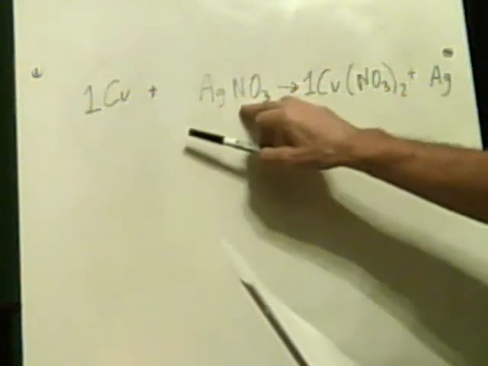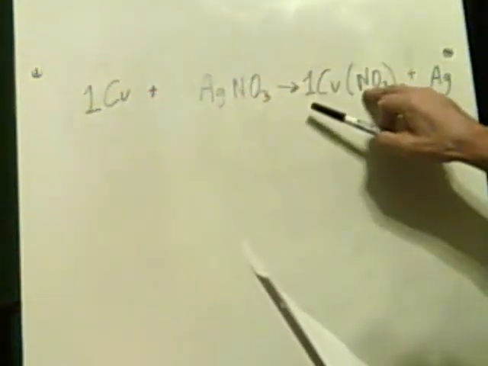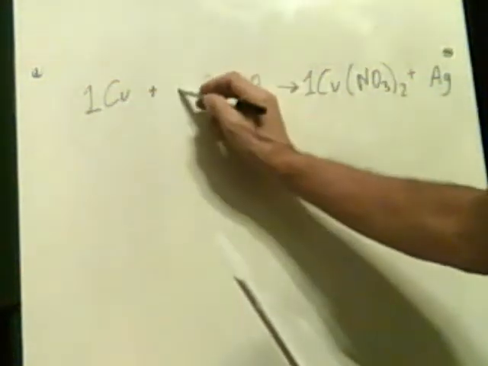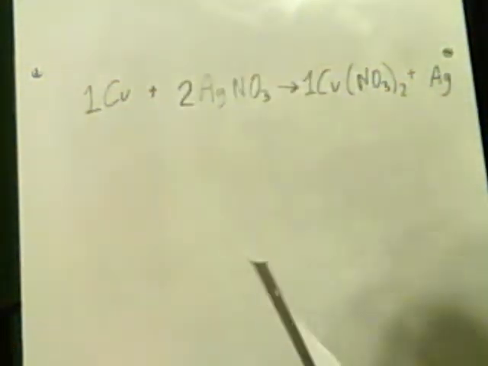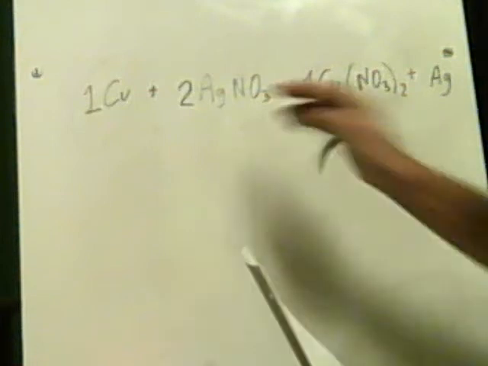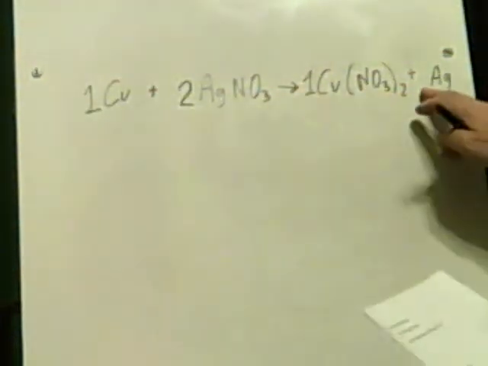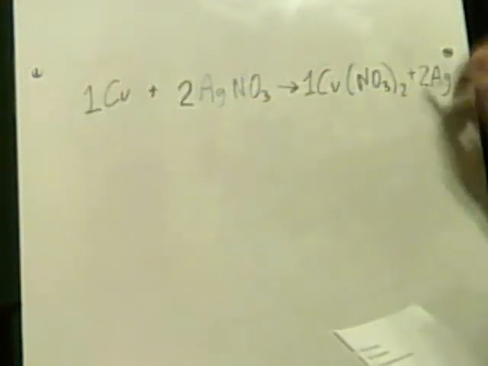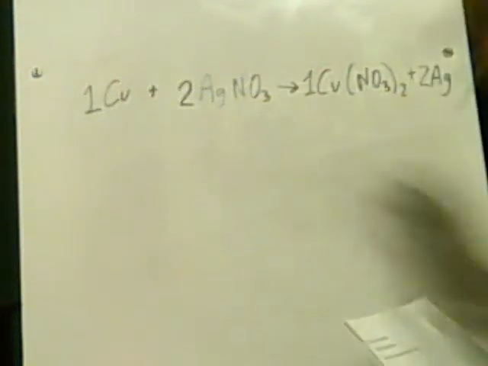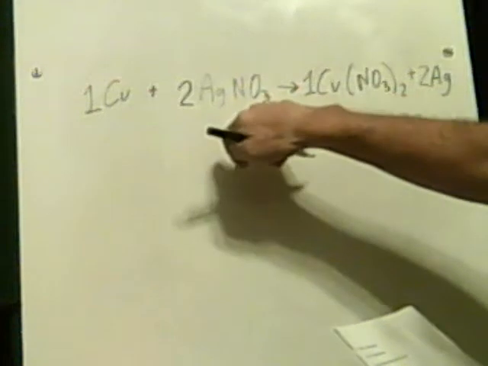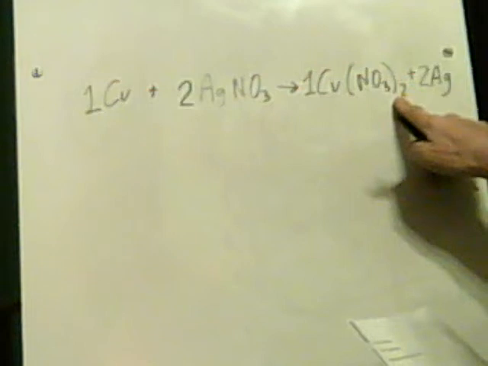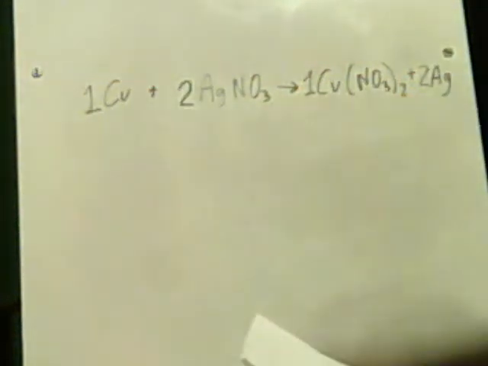Let's move to the nitrogen. We see on this side that there are 2 nitrogens. Therefore, there must be 2 nitrogens here. So that's got to be a 2. Okay? And now we can see that the only unknown is the silver. So this also has to be a 2. So this has to balance now. And the only thing we haven't balanced is the oxygen. So we'll do a double check on the oxygen. 6 oxygens, 6 oxygens. It's balanced. And we're good to go.